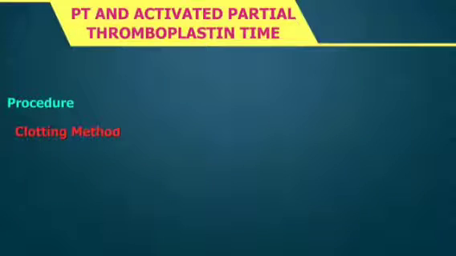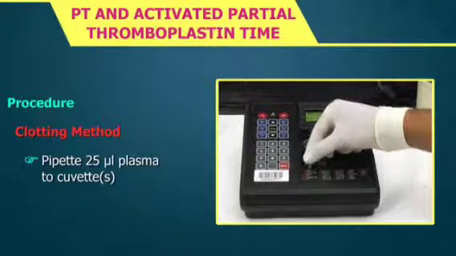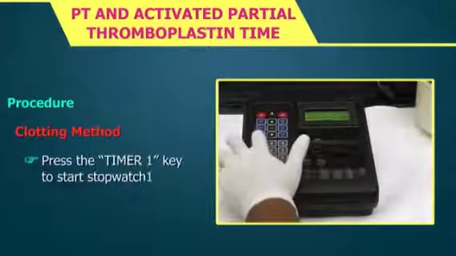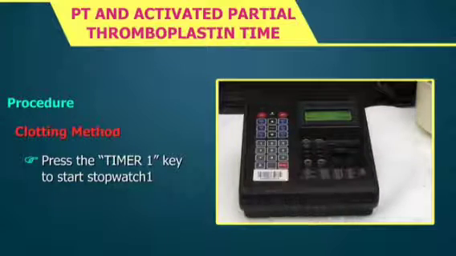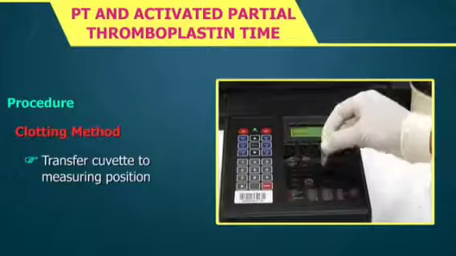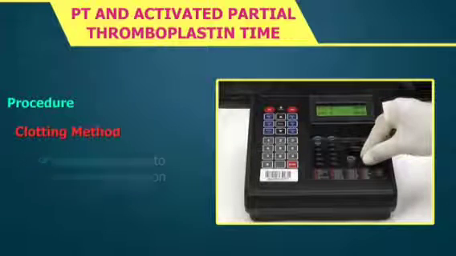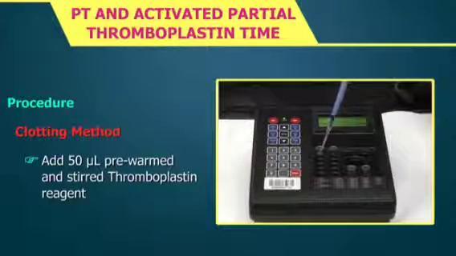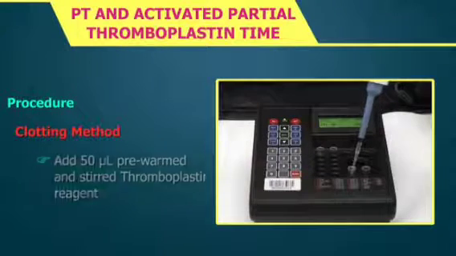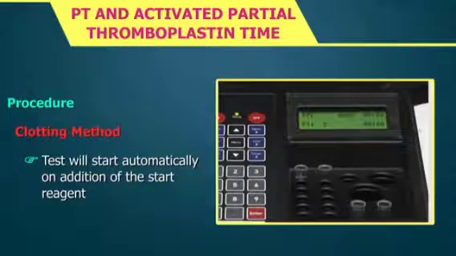Clotting method. Pipette 25 microliters plasma to cuvette. Pre-warm the plasma for 60 seconds. Press the timer 1 key to start the stopwatch 1. Transfer the cuvette to measuring position. Add 50 microliters pre-warmed and stirred thromboplastin reagent. The test will start automatically on addition of the start reagent.